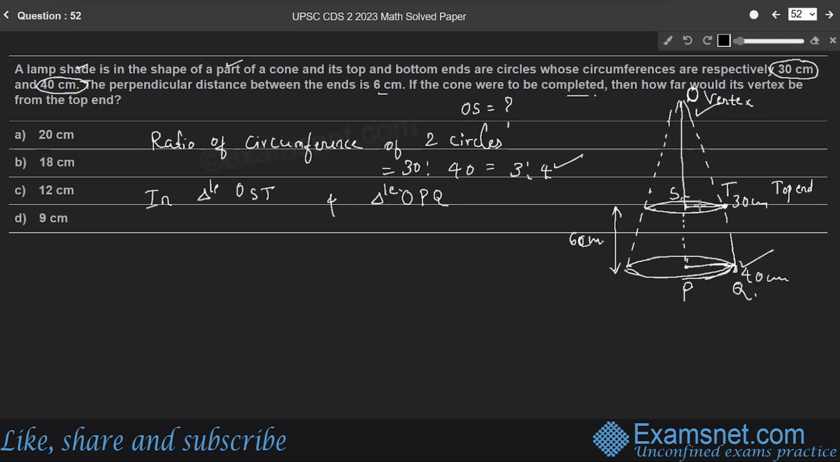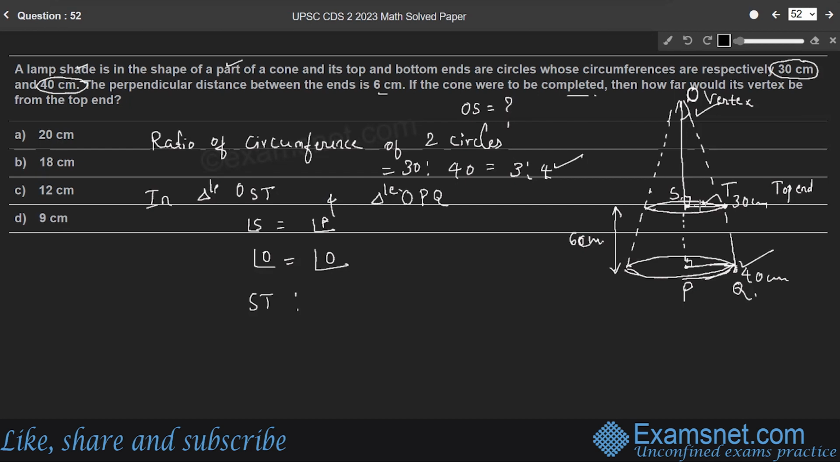So can we consider two angles here? Angle S is equal to angle P. Now we are considering the common angle, so angle O is equal to angle O. Now we are considering the radii. So ST is the radius of the first circle.